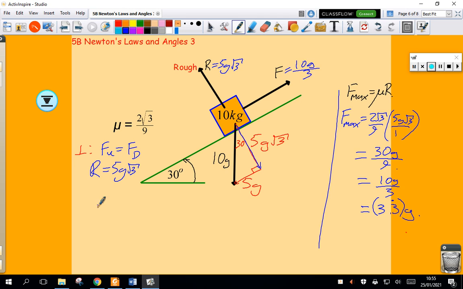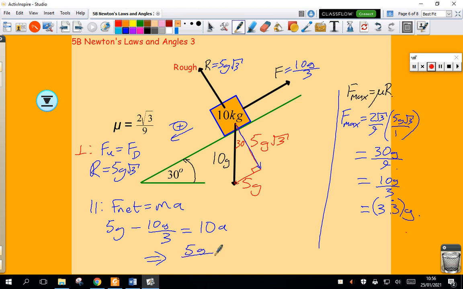So if I want to look at my forces parallel to the plane, F net equals ma. The net force here is going to be 5g, and again, assigning this to be positive in that direction. So 5g is my positive force minus this force, 10g over 3. And that's equal to the mass, which is 10, times the acceleration. So I can work out the acceleration of the object in this case. 5g is 15g over 3, so 15g over 3 minus 10g over 3 would be 5g over 3.